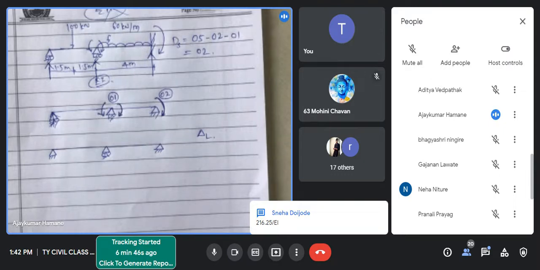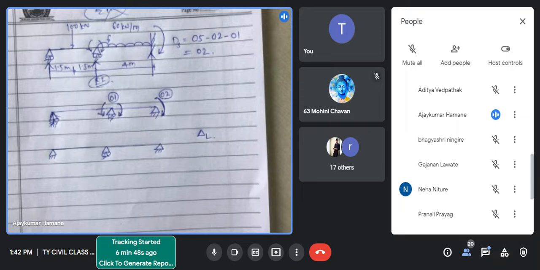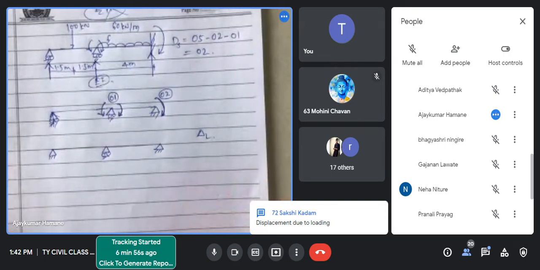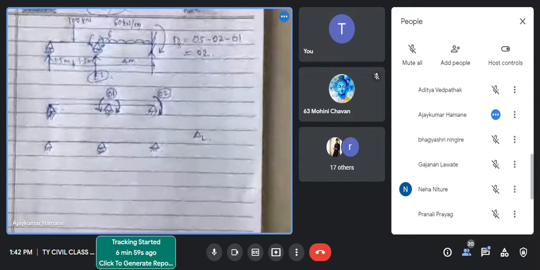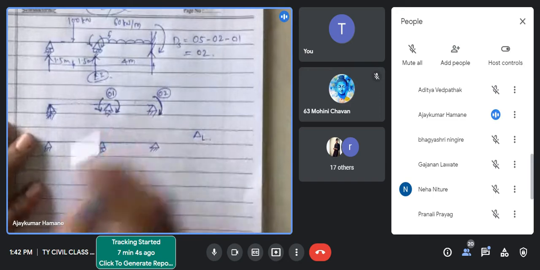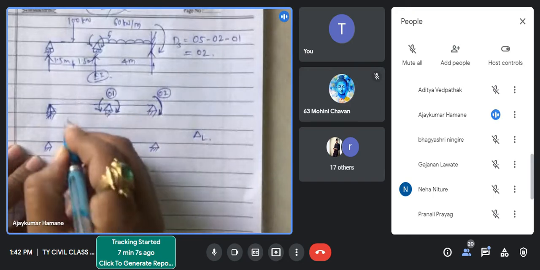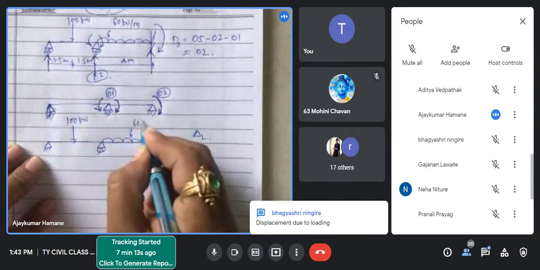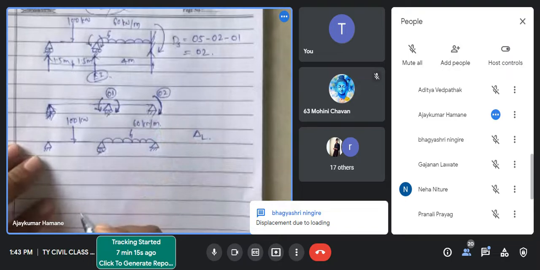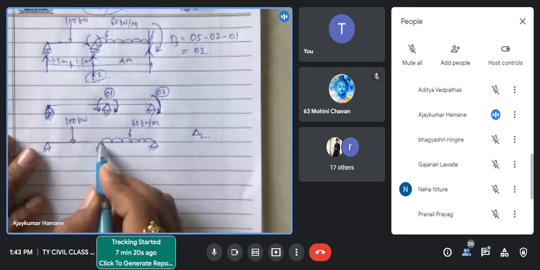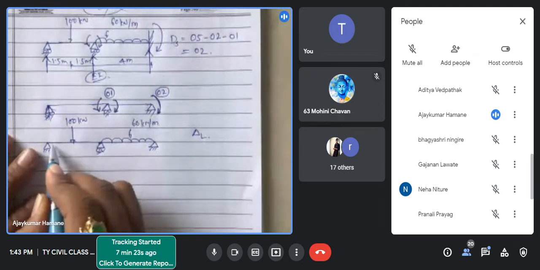I'm not asking the meaning. I'm not asking the numerical value, what we have calculated earlier. I'm asking what is it? Yes, Sakshi, correct. Displacement due to loading. So the displacement due to the loading along coordinates 1 and 2 we have to calculate. So this is the 100 kilonewton load and this is the loading of 60 kilonewton per meter. Now what is the displacement here due to this loading?